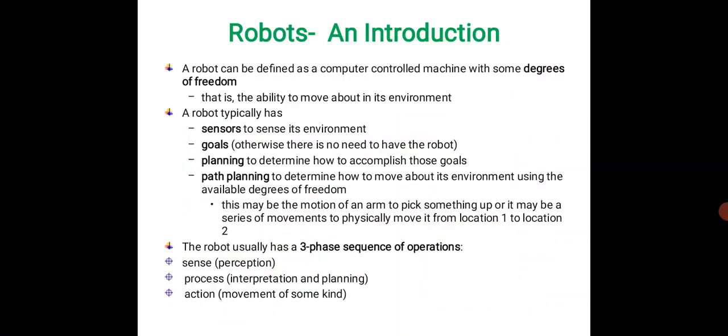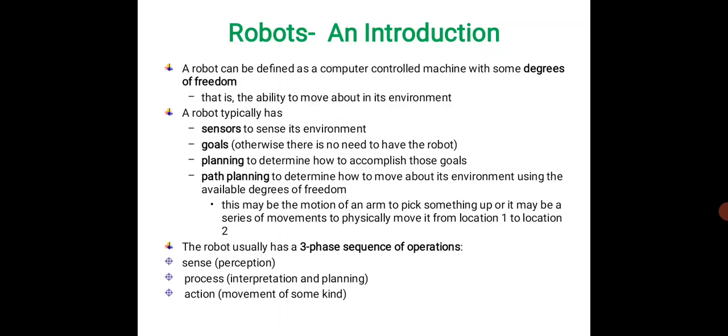And coming to an introduction aspect, how do we define a robot? It is defined as a computer controlled machine with some degrees of freedom. So what do you mean by degrees of freedom? It is the ability to move about in its environment. So a robot typically will have sensors to sense its environment. It will have certain goals, then it will have planning to determine how to accomplish those goals, and it will have path planning to determine, in case of moving robots, how to move about its environment using the available degrees of freedom. So this may be the motion of an arm to pick something up, or it may be a series of movements where physically it will move from location 1 to location 2, say.